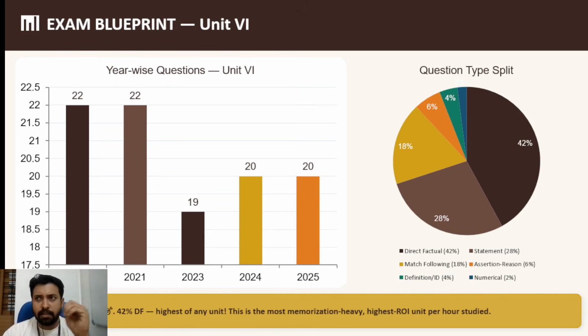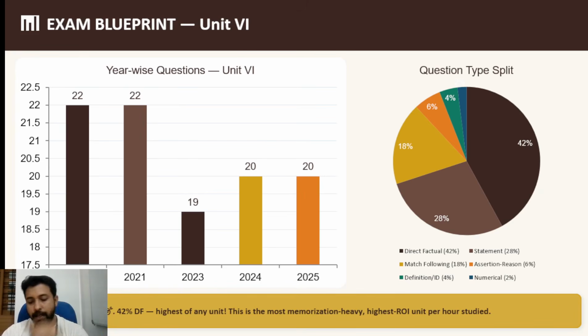Assertion reason type questions are asked less nowadays in the exams. Out of 100, you may get only 2 or 3 questions of assertion reason, that is less, but more statement type questions are coming in the exams nowadays.